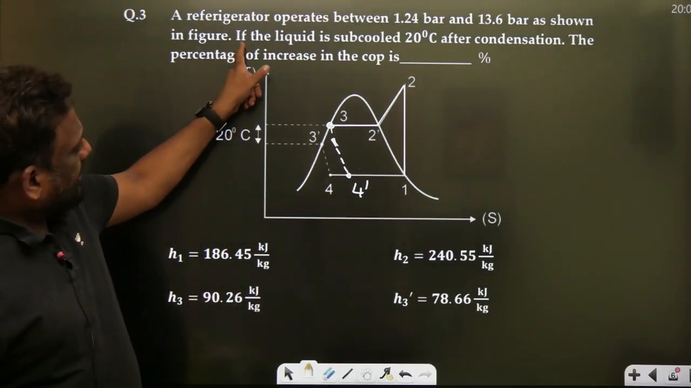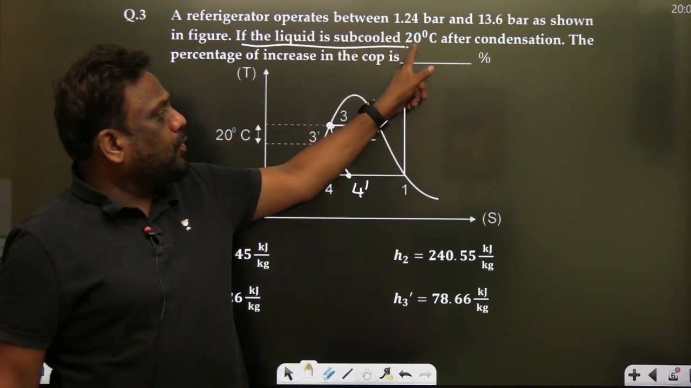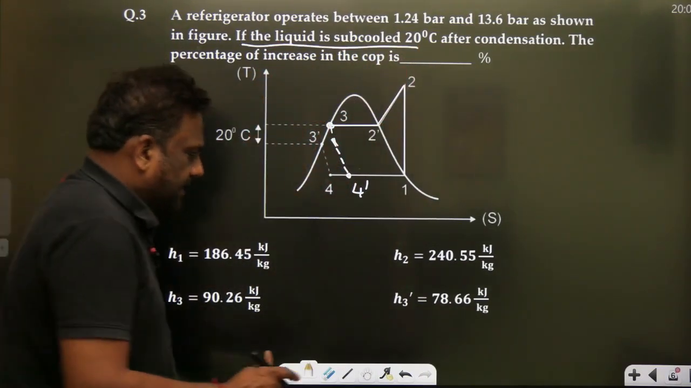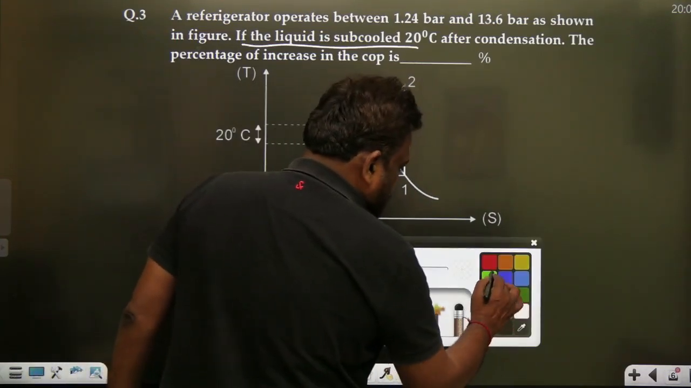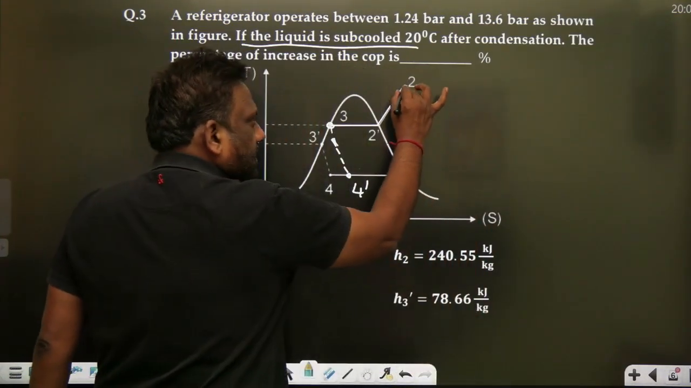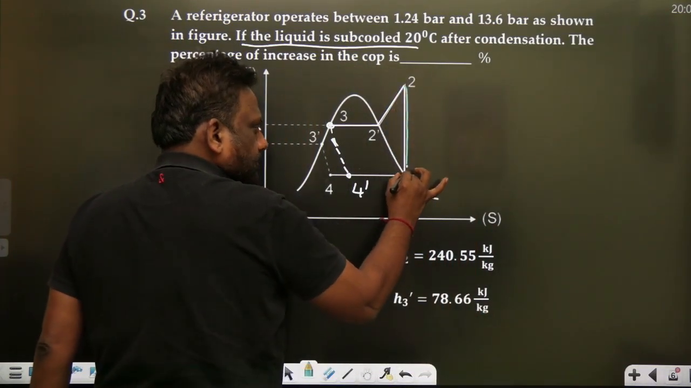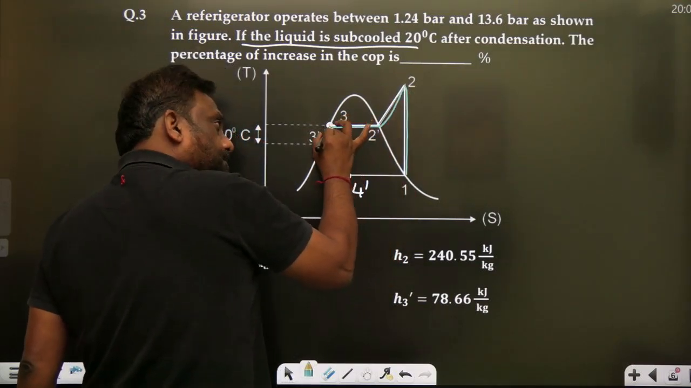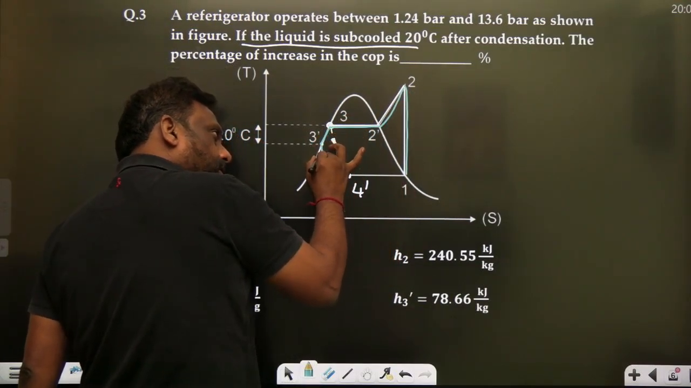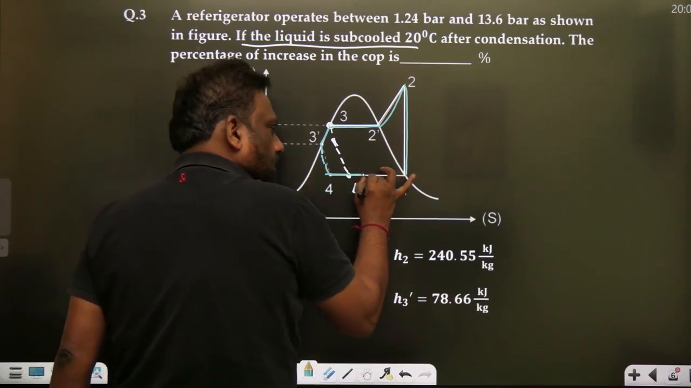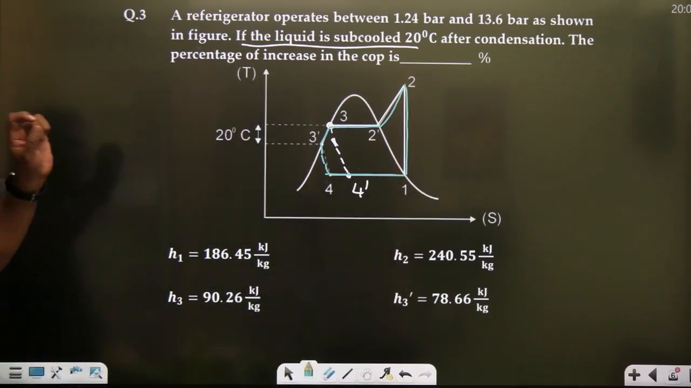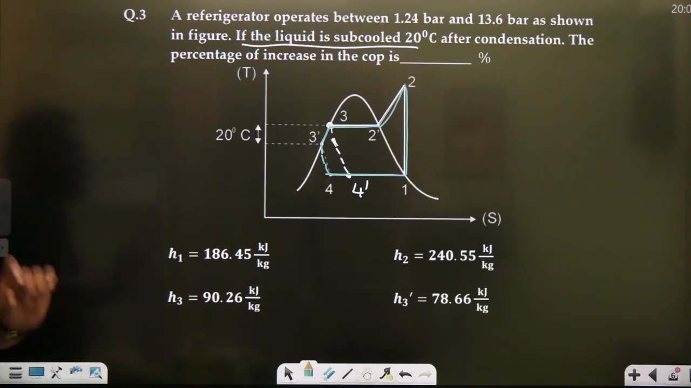Later on, he said if the liquid is subcooled by 20 degrees, so the new cycle is another cycle, my dear friends. The other cycle is compression, then condensation, subcooling, then throttling, and then constant pressure heat absorption. So there are two cycles. He is asking the percentage increase in COP.